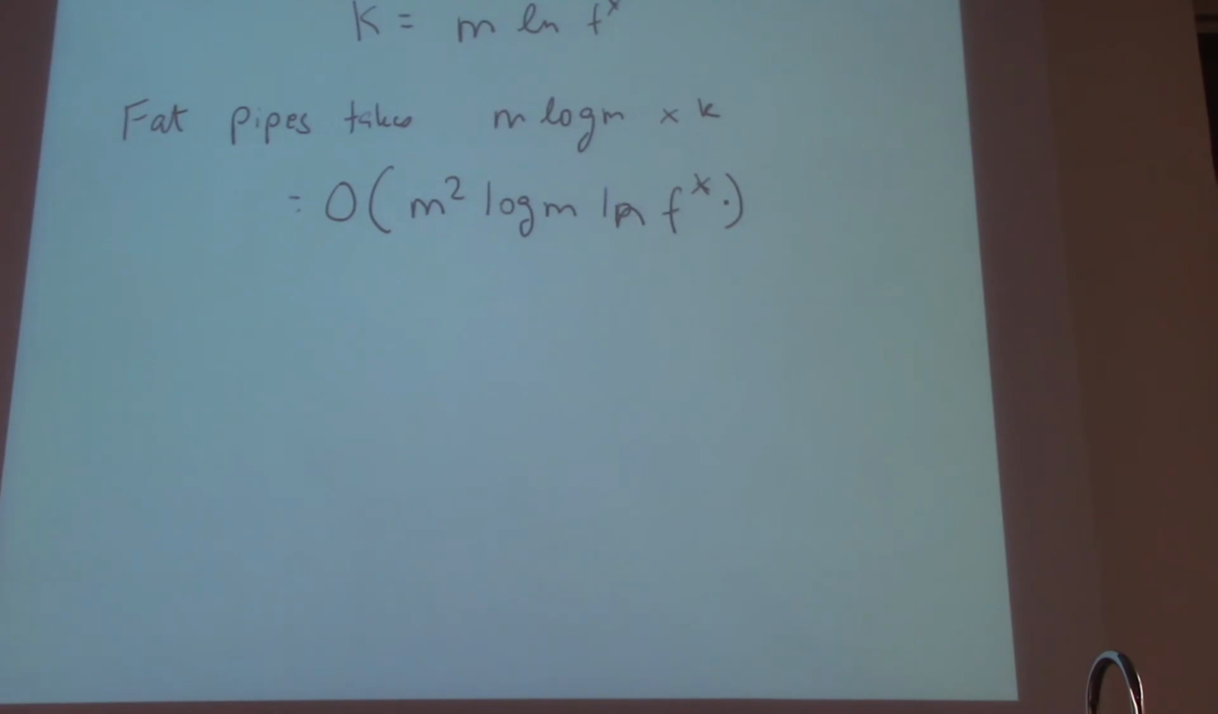Isn't m still exponential in the input? M is the number of edges. Oh, sorry. Okay.